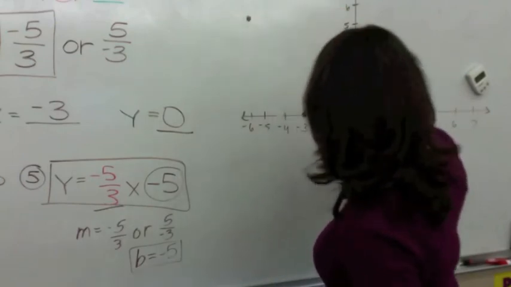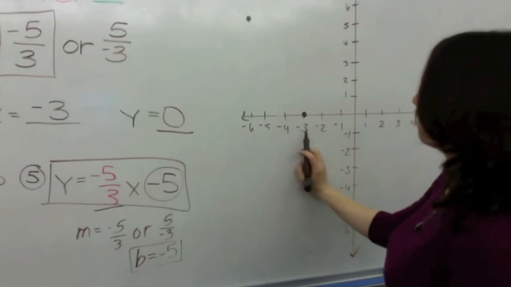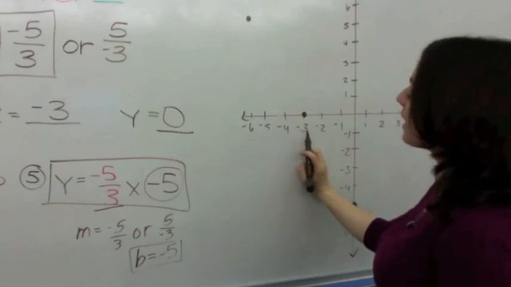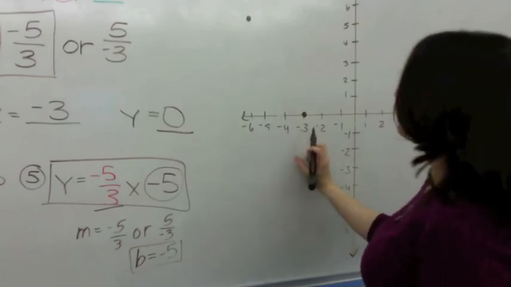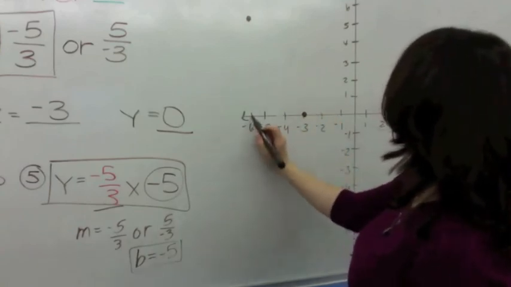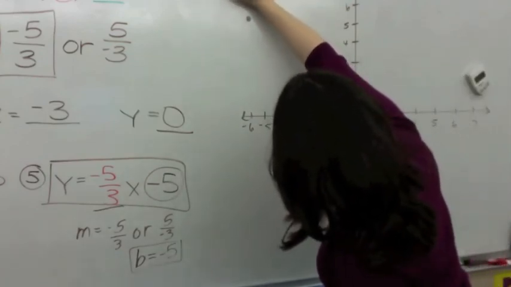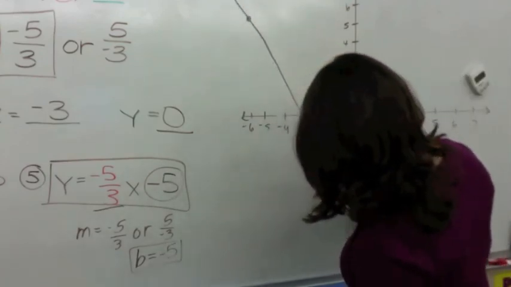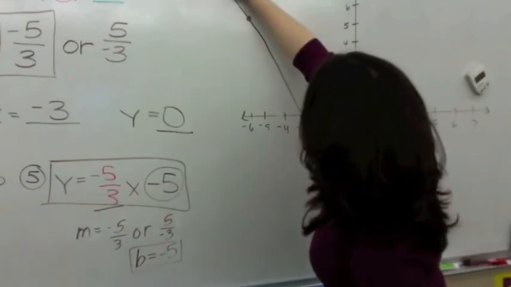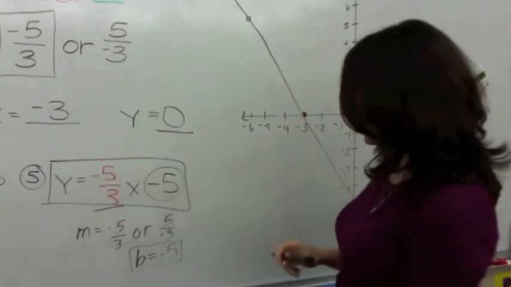All right, so your point should be at 0, negative 5. What point is this? Is it 0, negative 3, or negative 3, 0? It's negative 3, 0, because it doesn't go up. And then negative 6, 5. Okay? So then you make your line, connect your dots. It's going down. Okay? And the equation for the line is y equals negative 5 over 3x minus 5.